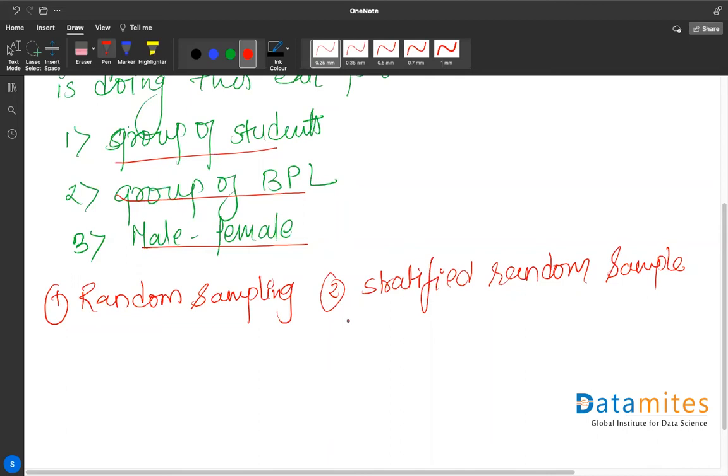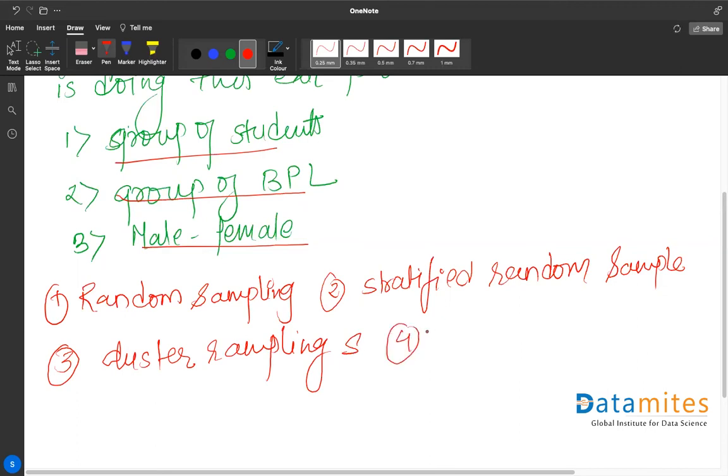Okay, we do cluster samples also, cluster random sampling also. And fourth, systematic. So these are the four ways in which you can sample the population for an exit poll.